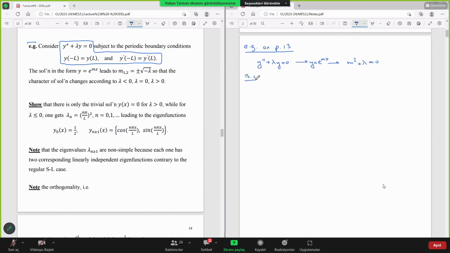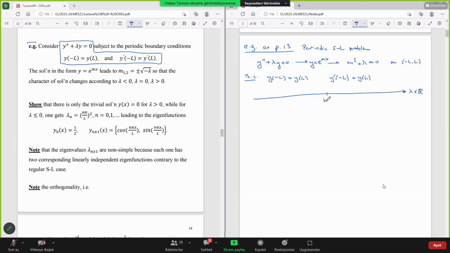And don't forget the boundary conditions. This is of course occurring on minus L to L. So y at minus L is equal to y at L, and y prime at minus L is equal to y prime at L. Okay, so let's go through these lambda values. Remember, we sweep through the real line. By the way, this is an SL problem, right? So it's periodic SL, so we expect all the properties to be enjoyed here.